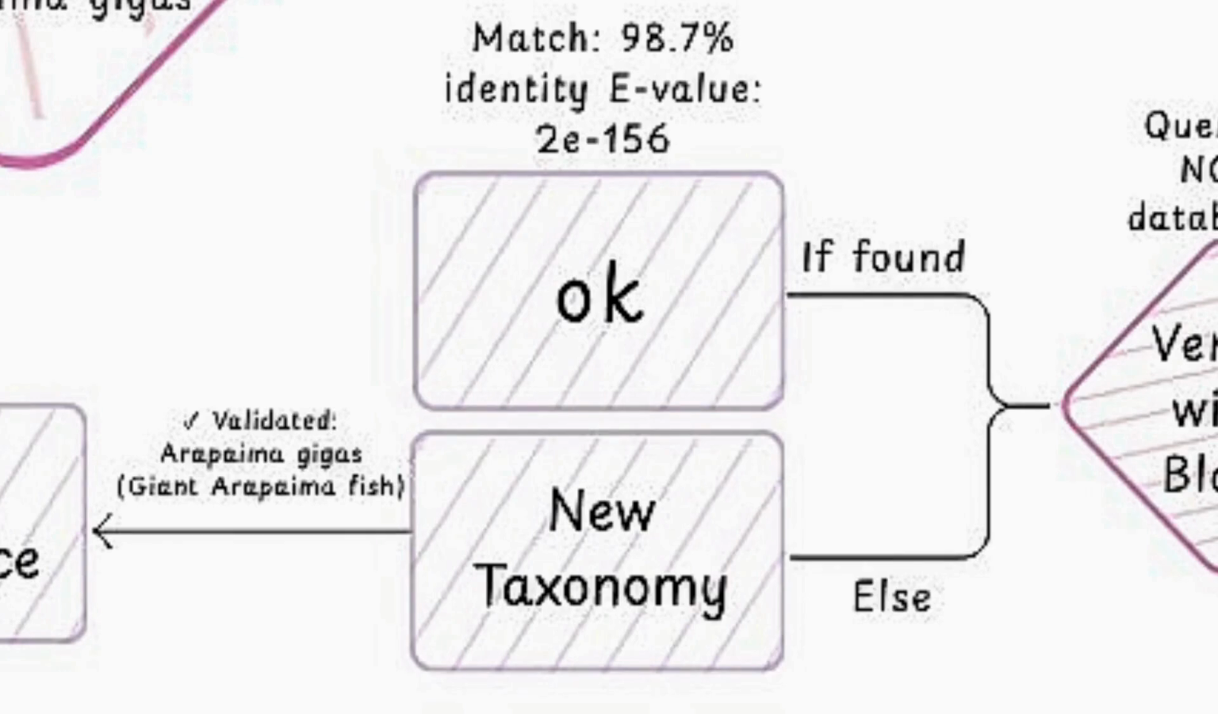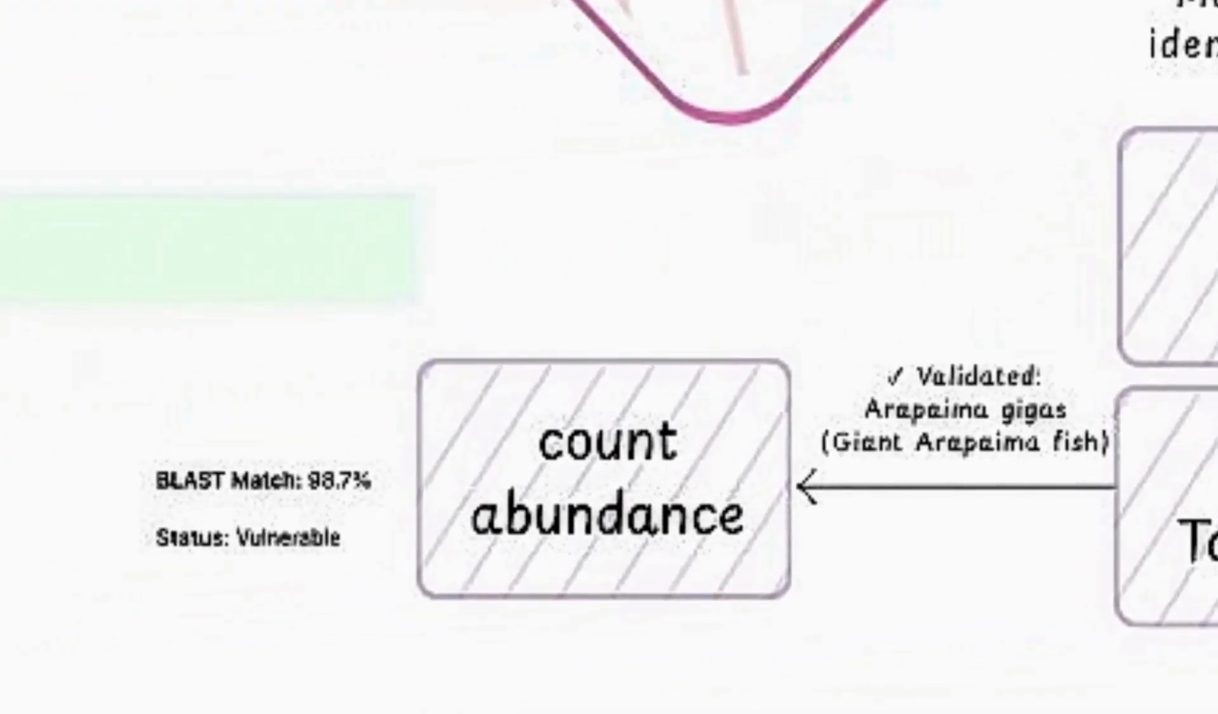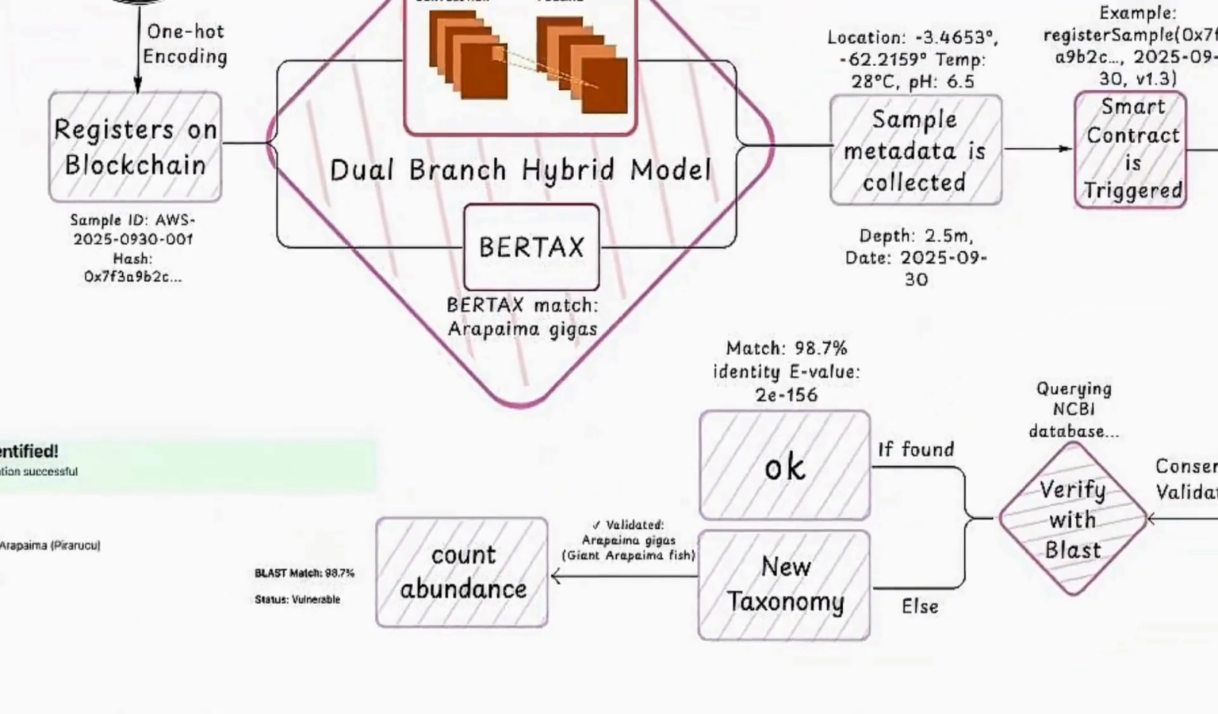Else, if BLAST finds a weak or no match that is less than 95% identity, it is flagged as potentially new taxa and is marked as novel detection. Next step is abundance counting. Finally, the system checks if the species was detected in this region before, updates the abundance count for this location, and calculates the regional density.